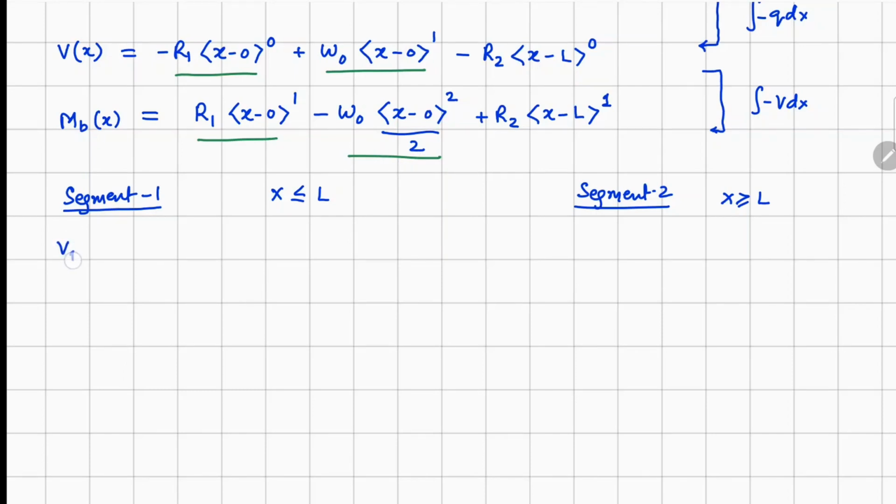So if you evaluate your V1, looking at this first one here, it is going to give you minus R1, (x minus 0) to the power 0 will give you 1, plus W naught x coming from this second function.